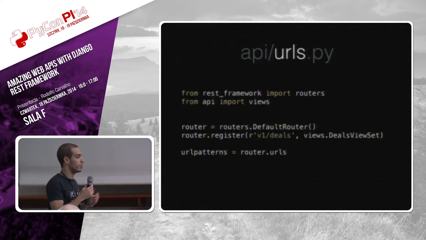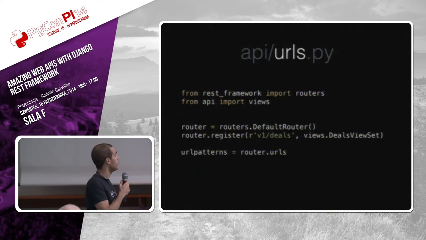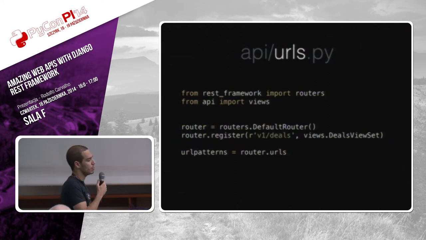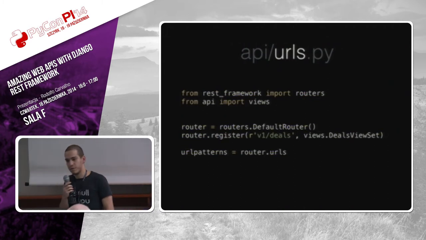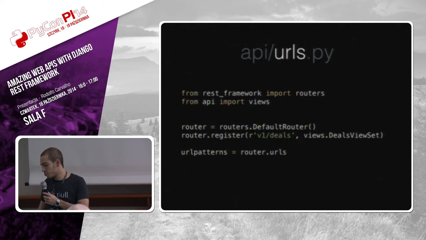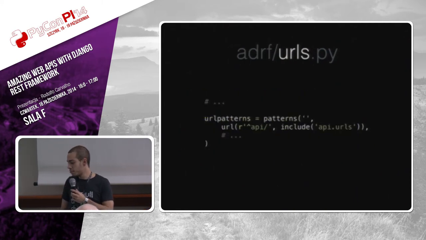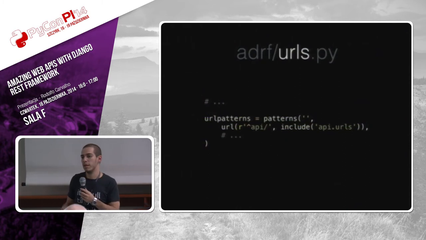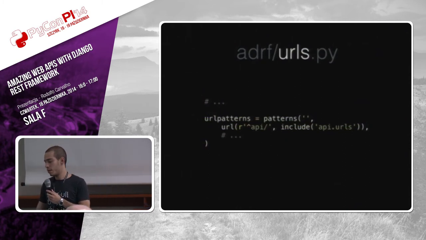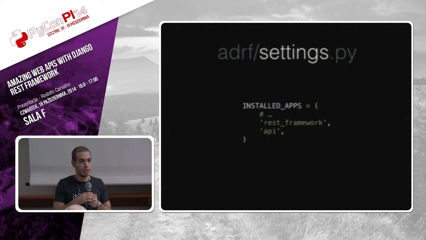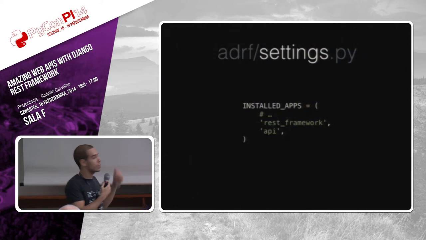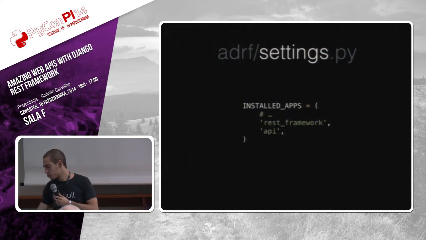Okay, now we need to plug stuff in, right? URLs. Here, REST Framework gives this abstraction of a router. So you can create a router, register your view set, and then, boom, you have URLs. You put them together with your other URLs in your Django application, like you would do with any other pluggable app that you include in your project. Then you put the REST framework in your installed apps in your settings.py. And here you're also including the API we just wrote. And that's it.